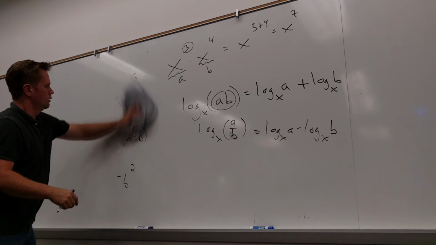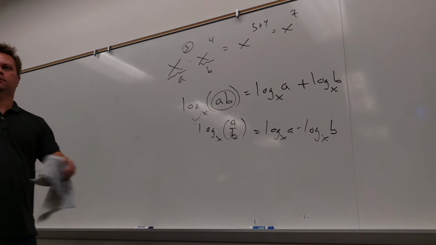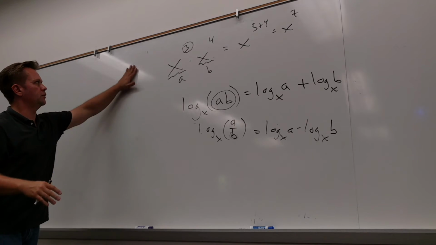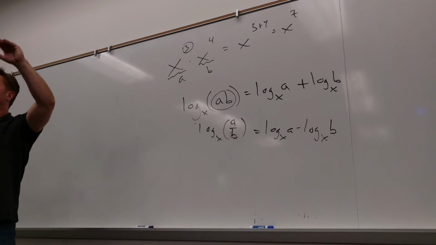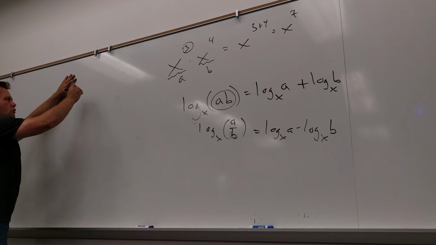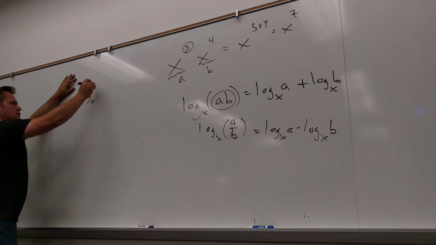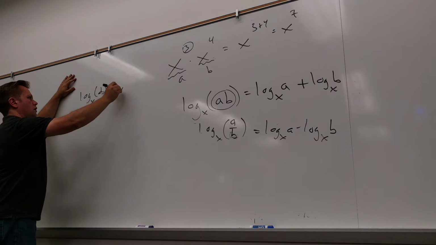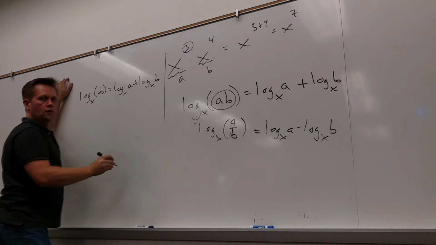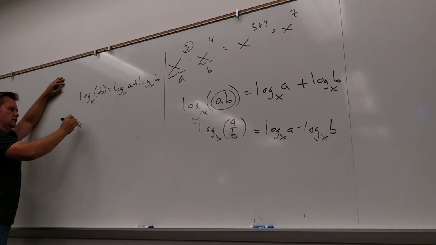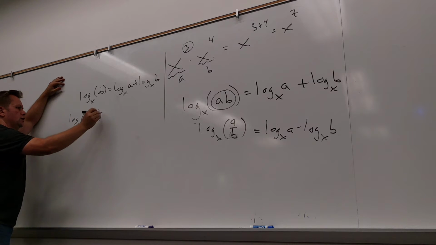Okay. All right. Final property. Let me build it from this, and then I'll show you how it's the same as a power property. Go with me now. If log base x of a b equals log base x of a plus log base x of b, what do you think log base x of a b c d is?